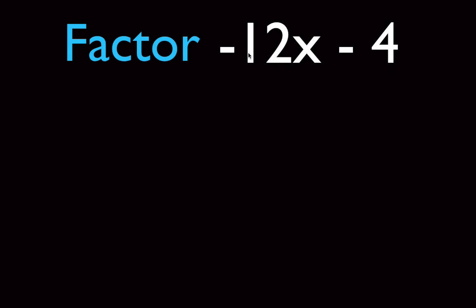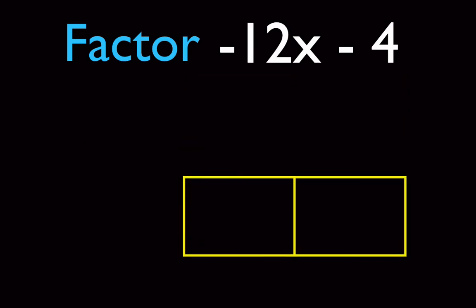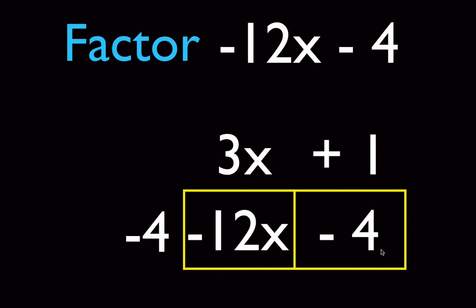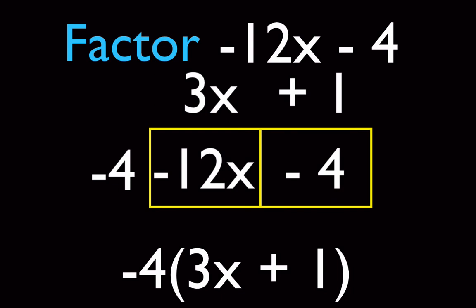Notice that this is a negative 12 here, so you're going to have to take a negative out of the problem. Alright, so we start off with our square. Inside we have a negative 12 and a negative 4. As I said before, if this is a negative, you have to take it outside. And the biggest thing that goes into both, in this case, is negative 4. In order for this to be negative 4 and this to be negative 12, this up here would have to be a positive 3x. And over here, I need the positive 1 to multiply and create a negative 4. Last step, write it as a parentheses reverse distributive property problem.